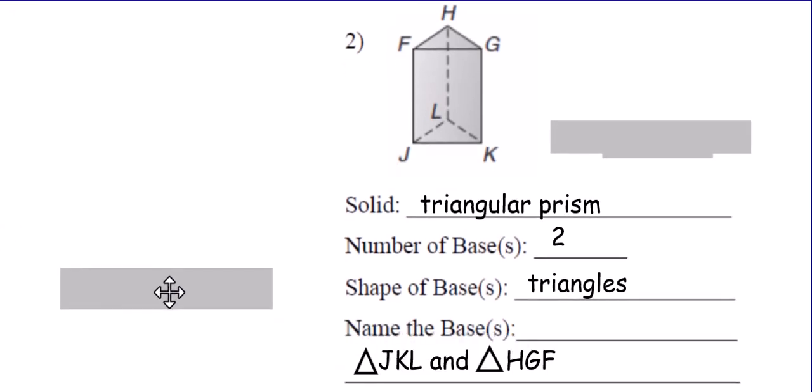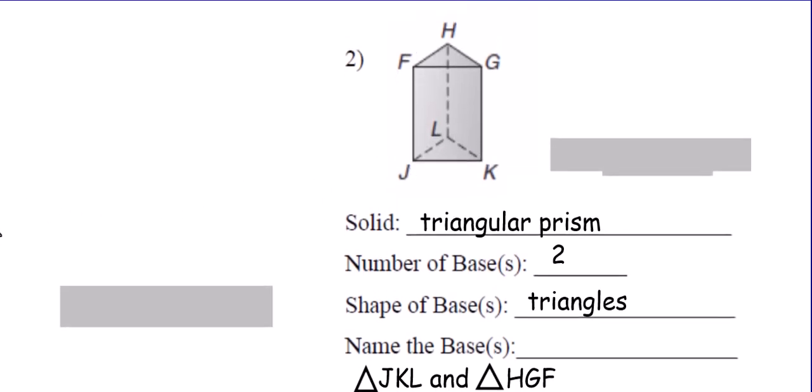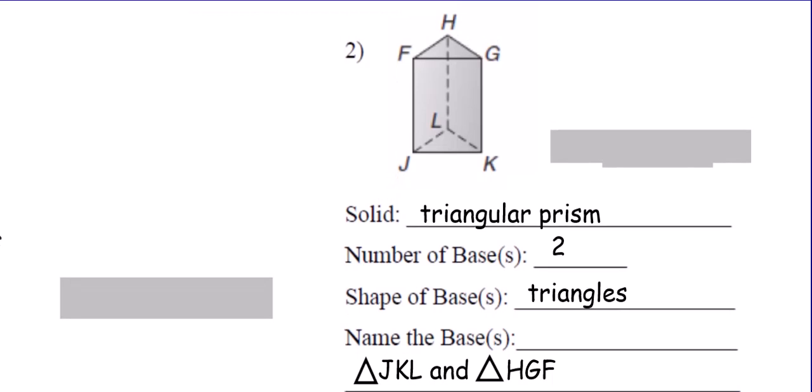I listed those as triangle JKL, which is the bottom, and triangle HGF, which is the top. The order doesn't really matter here. You can go clockwise or counterclockwise. You have to use those 3 letters, though. I do put the triangle symbol in front of it. We do typically see that when we identify triangles. You're not going to lose points if you don't put that, but just get in the habit of writing that and getting used to seeing that in your textbooks.